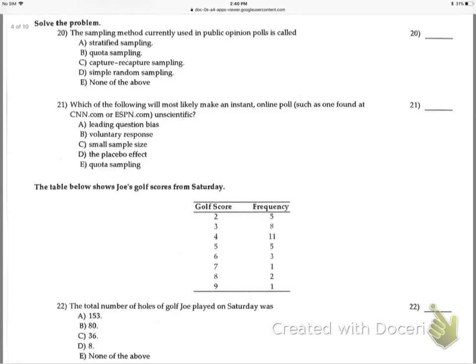Okay, the sampling method currently used in public opinion polls. Yeah, what they're doing now is, like I said, stratified sampling. That's what they currently do.